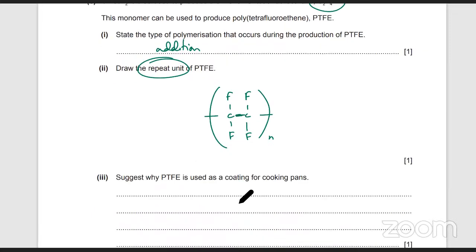Suggest why PTFE is used as a coating for cooking pans. Because it is unreactive. Unreactive, inert, what else could it be? It's one mark, right? Higher melting point. So is it that the C-F bond is strong, it's heat resistant? I think that could be another one, because the C-F bond is strong.